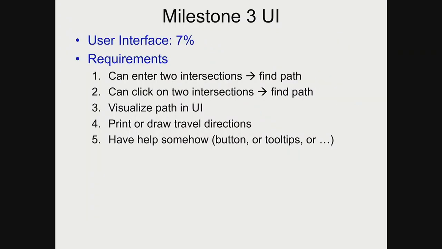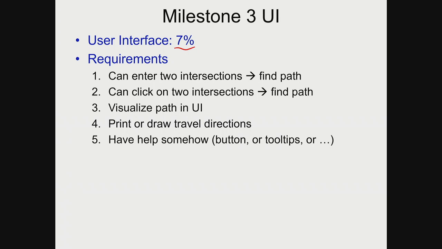Okay, so that's the definition of travel time. You have to write a user interface, and that's worth 7% of your final mark. It has some requirements. The user has to be able to enter 2 intersections, and you can find the path in between them. It's similar to what you did for milestone 2, so you can build on top of that. They enter the names of 2 streets, you figure out where they intersect, and they're going to have to do that twice, so that you can get 2 intersections.